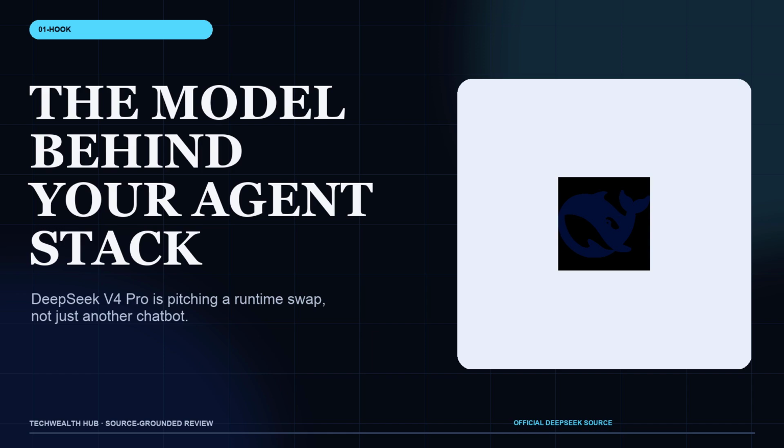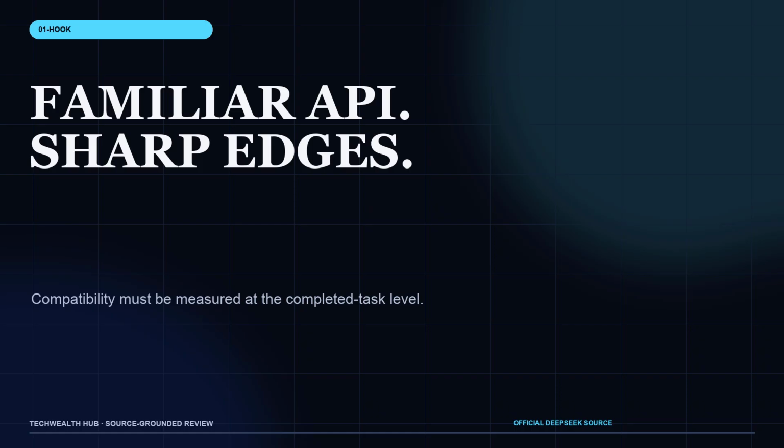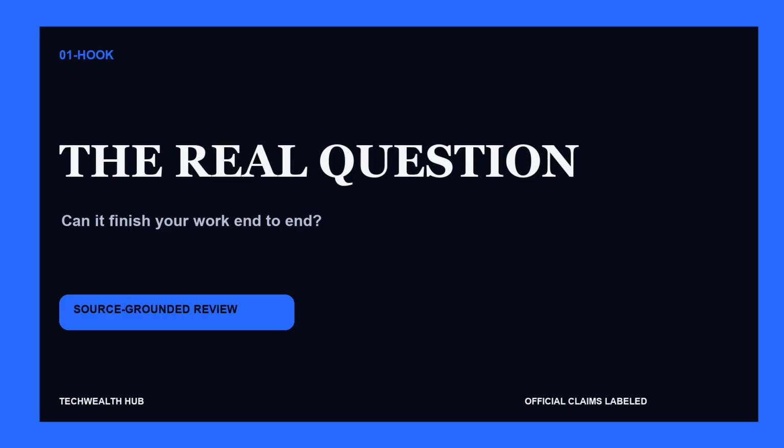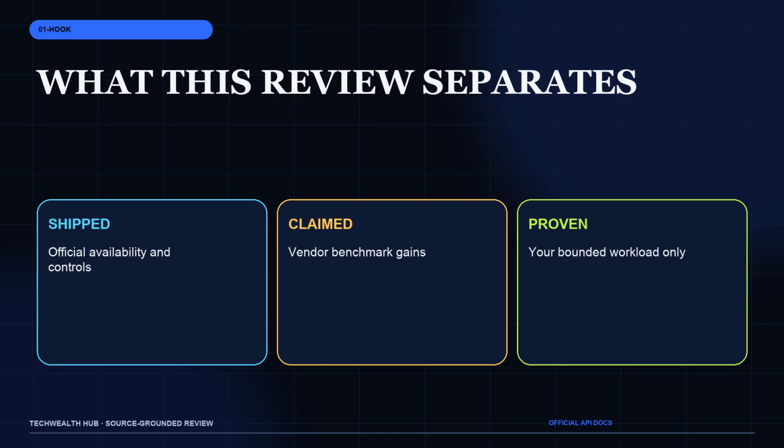DeepSeek V4 Pro is not interesting because of one giant score. The real shift is that DeepSeek now wants to be the model behind your existing agent stack. V4 Pro speaks the Responses API used by Codex, exposes low, high, and max reasoning effort, and keeps the same API model name. That makes the launch less about another chatbot and more about a possible agent runtime swap.